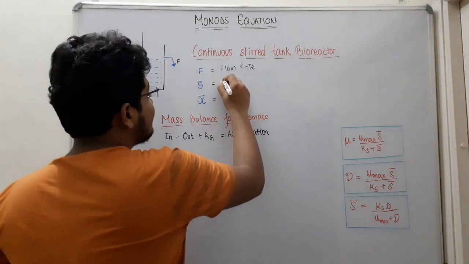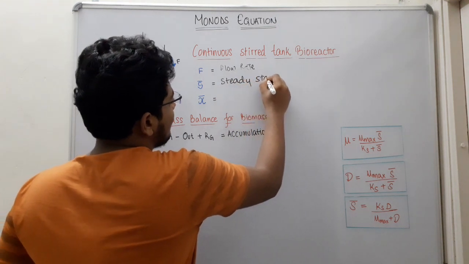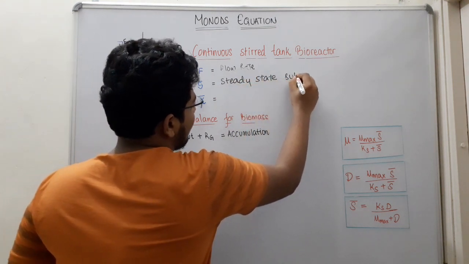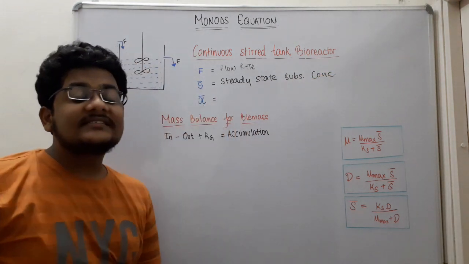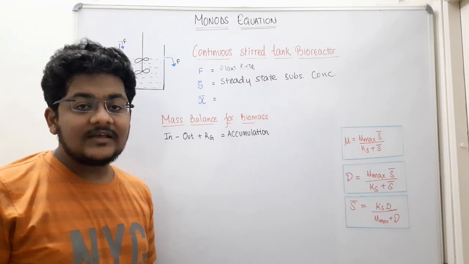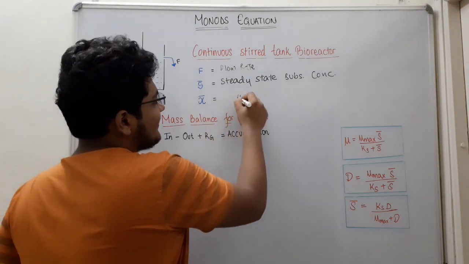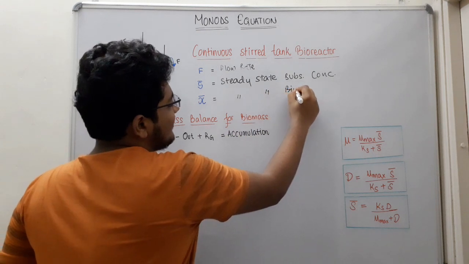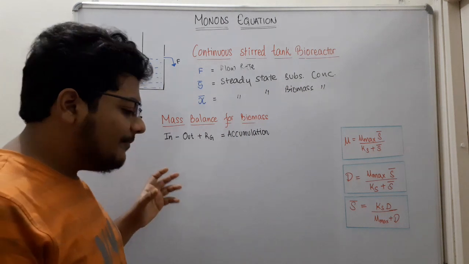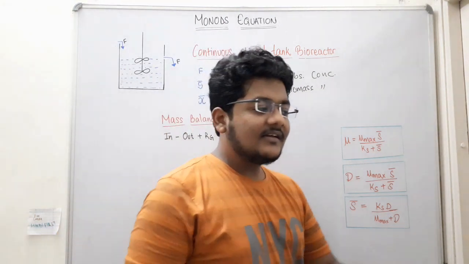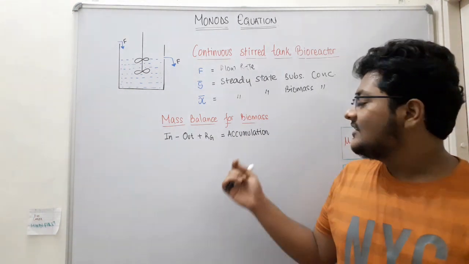Therefore the substrate present inside the bioreactor remains constant, and that is the steady state substrate concentration. X bar represents the steady state biomass concentration. Again, the biomass also remains constant at a steady state. Now keeping in mind the steady state and the reaction conditions, we are going to do the mass balance for the biomass.